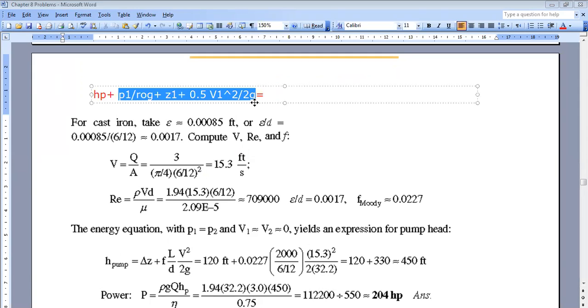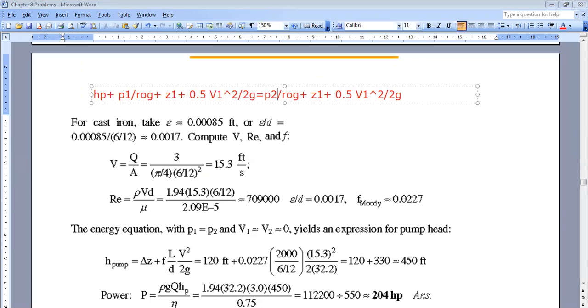The same thing. P2 over rho G plus Z2 plus V2 square over 2G. Okay, so you put over 2G, let's remove the 0.5, okay.